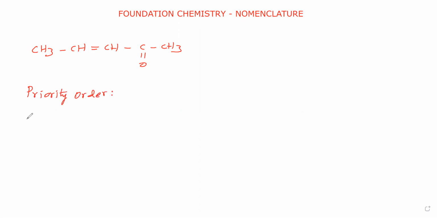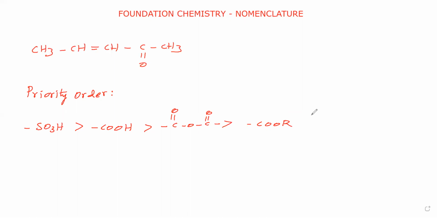Priority order for functional groups. First one, SO3H, it is called sulfonic acid. Next, COOH, carboxylic acid. Next, C double bond O, O, C double bond O, it is anhydride, acid anhydride. Next, COOR, that is called ester. It is ester.